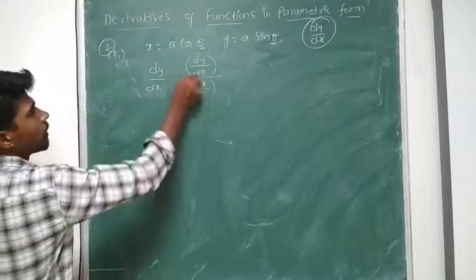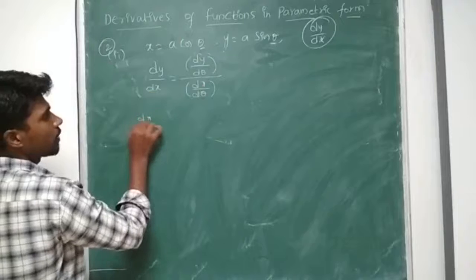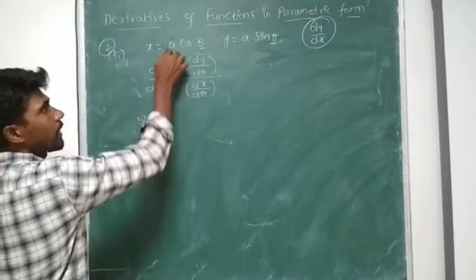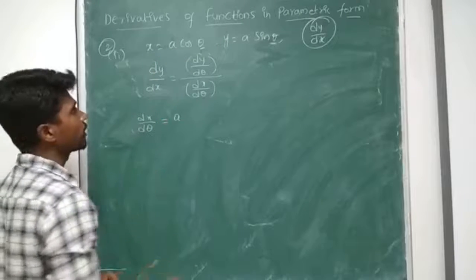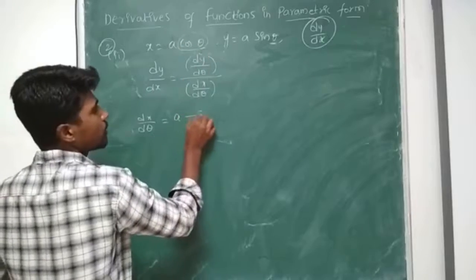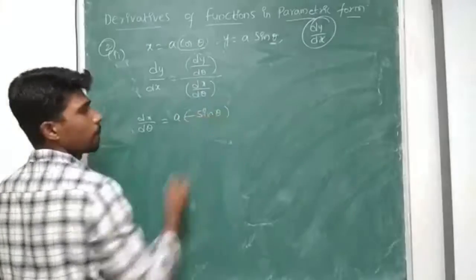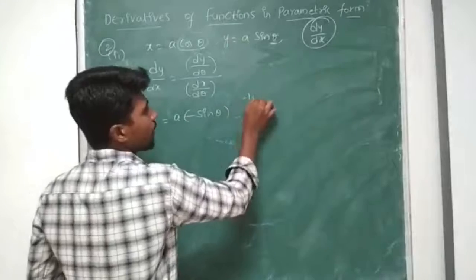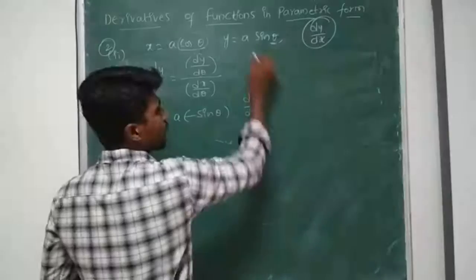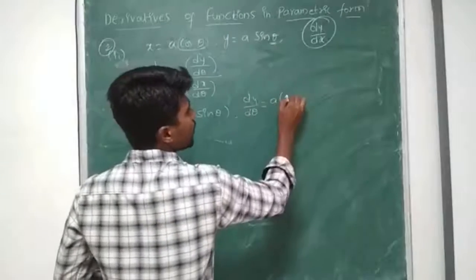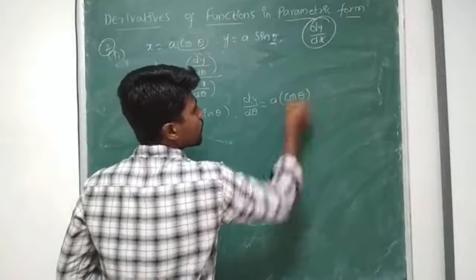I do the differentiation of x with respect to theta. A is a constant, we keep it constant. Cos theta's derivative is minus sin theta. Differentiation of y with respect to theta: a as constant, sin theta's derivative is cos theta.